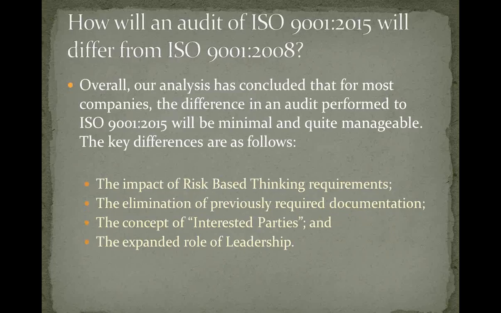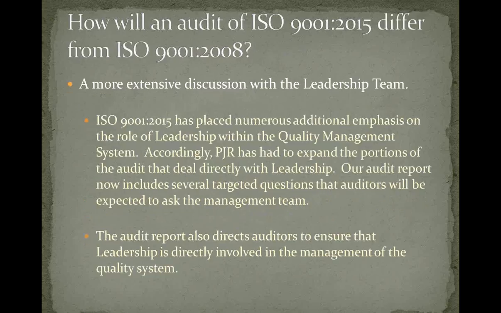Now, turning our attention to how this audit is going to be different, we've tried to summarize the key aspects of how the audit will be different, emphasizing throughout that in practice, the difference in the audit is going to be minimal and manageable. So the new ideas here: risk-based thinking, the elimination of previously required documentation, the whole concept of interested parties, and the expanded role of leadership, or perhaps more appropriately, the additional attention now being paid to the role of leadership.